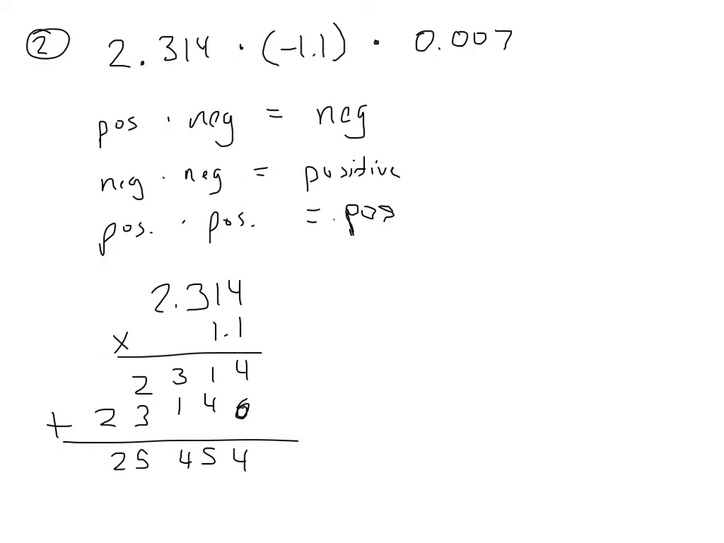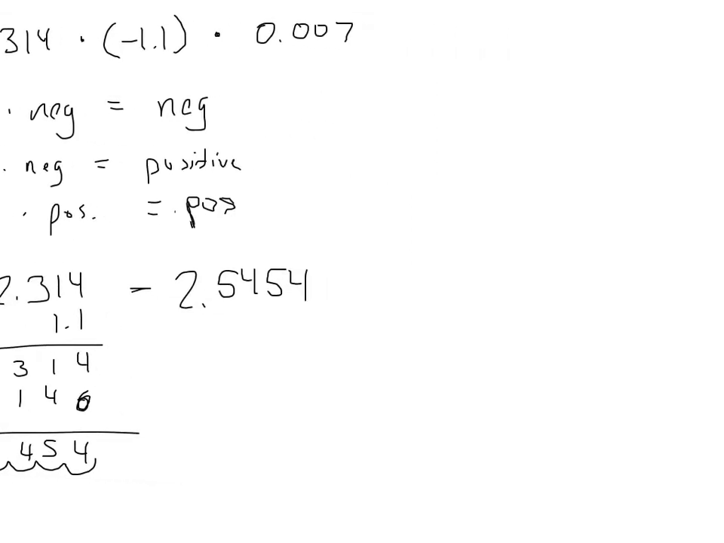How many decimal places? Well, this is 1, 2, 3. This has 1, so I'm going to move it 4 places. 1, 2, 3, 4. My answer is 2.5452. Okay, but I'm not done. First of all, what is its sign? Well, remember, we multiplied a positive times a negative, so it's actually a negative 2.5452. And we're going to multiply that by this.